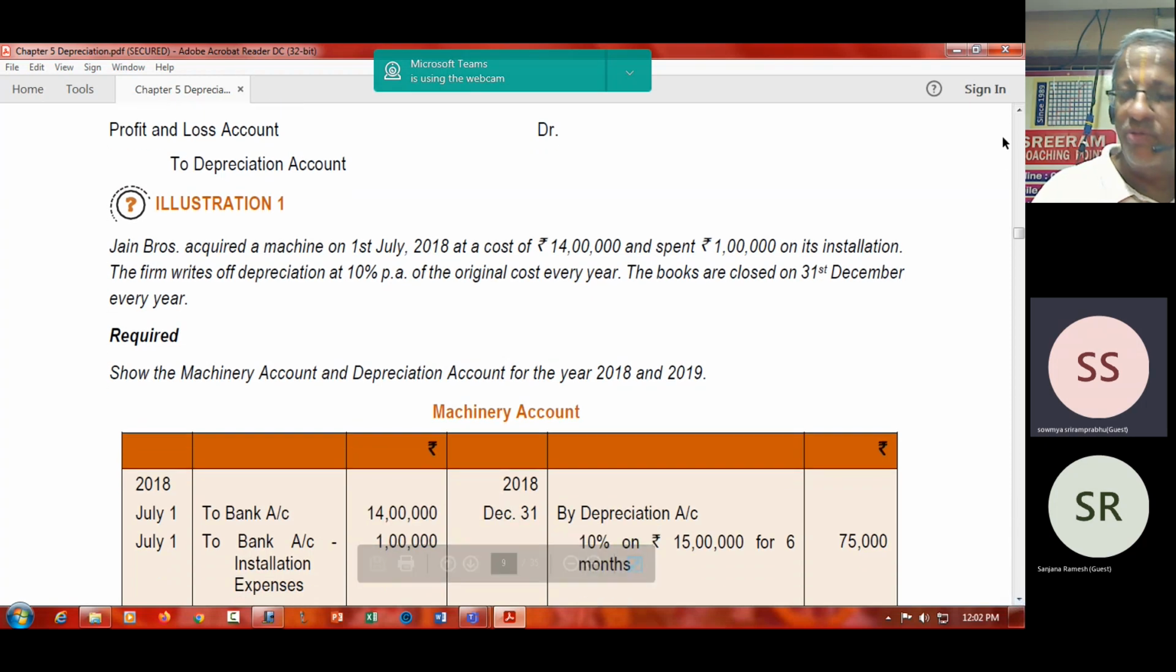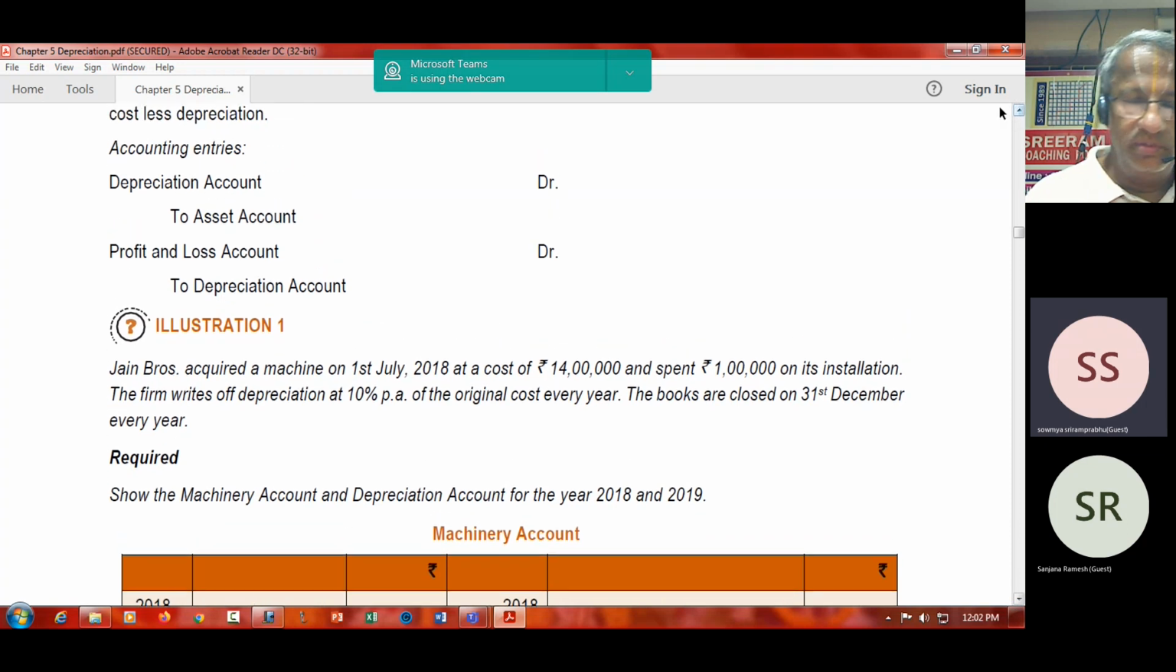That's all. We will start solving the problem from now on. Are you clear? Introduction to depreciation is over. Now we will apply it, that is, solving problems. And let us also understand that the method of charging depreciation can also be changed. Change in the method of depreciation can be done on a prospective basis, or it can be done on a retrospective basis, depending upon the problem. Yes, Sanjana, please read out illustration number 1.